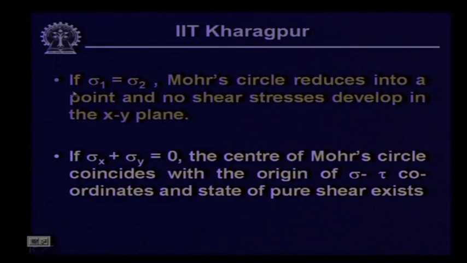Also, if sigma 1 and sigma 2 are equal, then the Mohr circle reduces to a point and there are no shear stresses developed in that x y plane. And if sigma x plus sigma y equals 0, as we have seen, the center of the circle is located at a distance of plus a from 0 on the sigma axis, and plus a is nothing but sigma x plus sigma y by 2, the average stress.